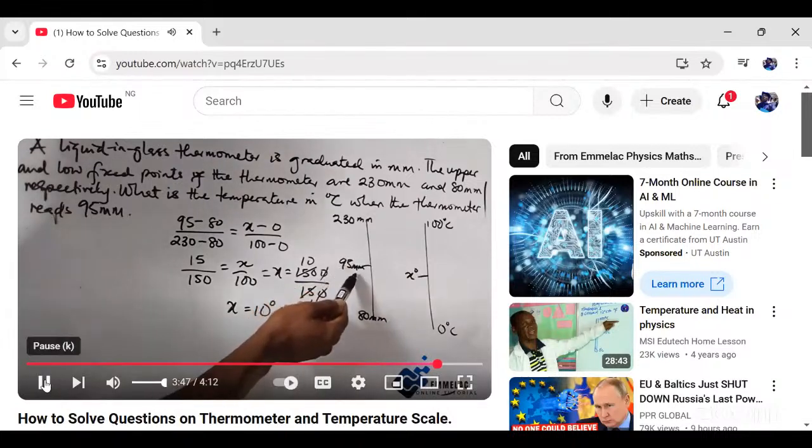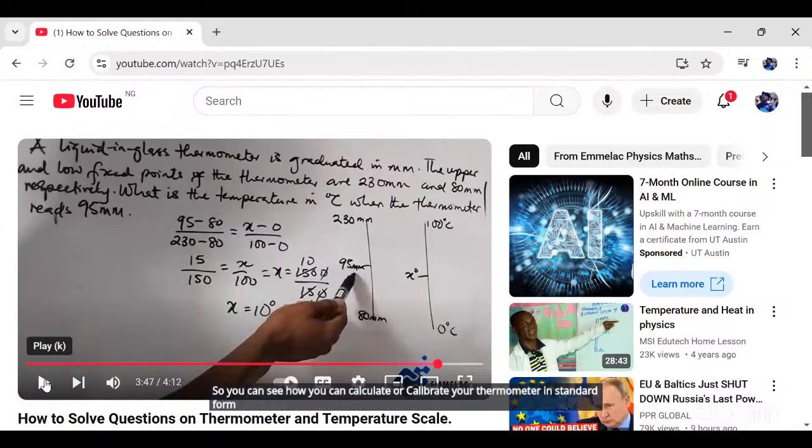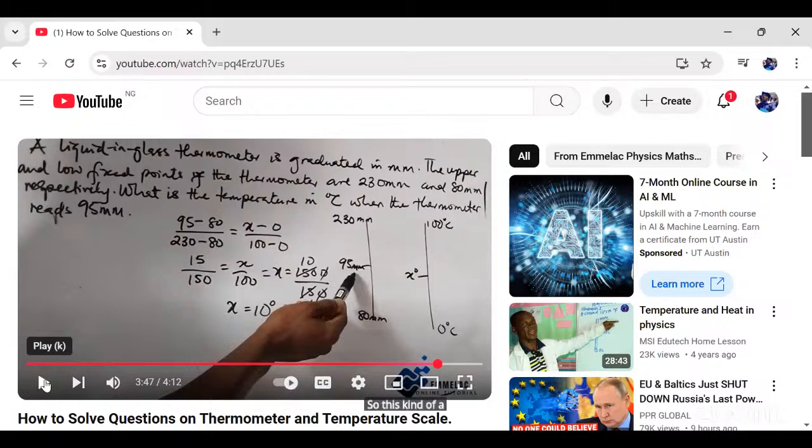Let's go to 15. So you can see how you can calculate or calibrate your thermometer in standard form. Can you see it now? Yes. This kind of calculation must not be new to you. So I'm moving away from here to another thing now.